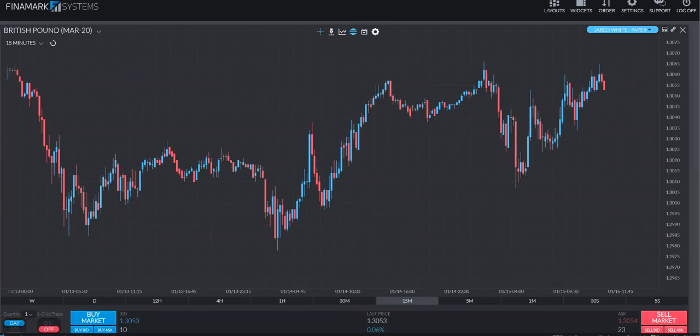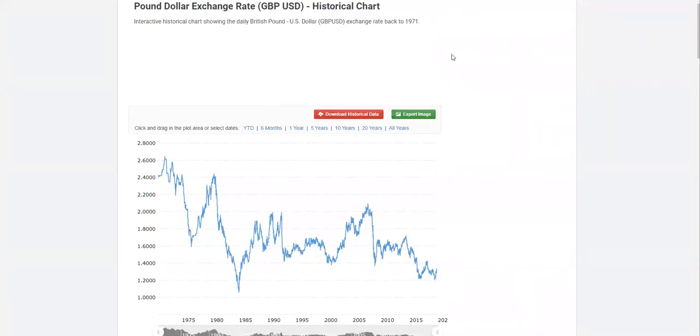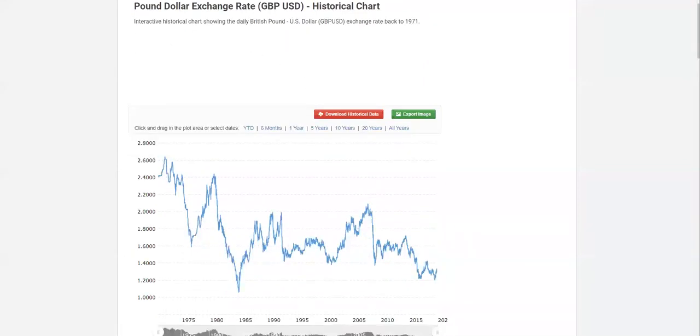I'm pulling up a chart for you all to show. Let's see, there we are. We're going to look at a chart using a wonderful little piece of information from the website macrotrends.net. If you are interested, this is where this is coming from. So this is the pound dollar exchange rate. Once again, this is the GBP/USD historical chart.